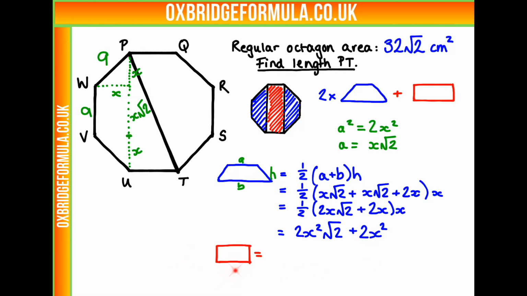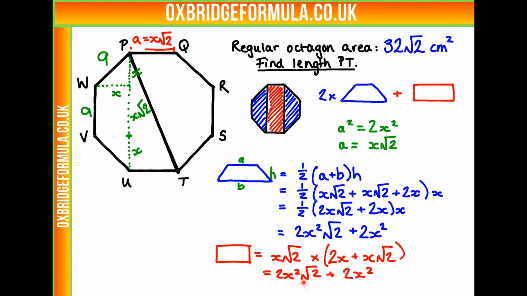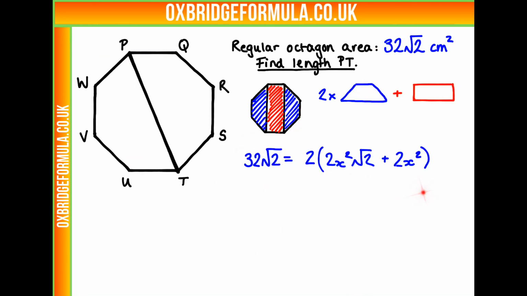What is the area of our rectangle going to be? Well, we need the side length here, which is going to be A, or X root 2, and our length here, which we've already worked out with these values. So it's going to be X root 2 times 2x plus X root 2, or 2x squared root 2 plus 2x squared. So now we've got our two answers, we can just add them together to find an expression for our area. So this here is a rewritten expression for our area, so that equals 32 root 2, and now we can get on solving this for x.